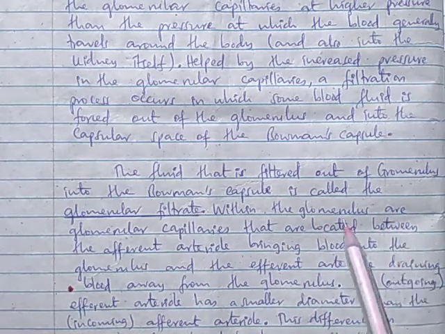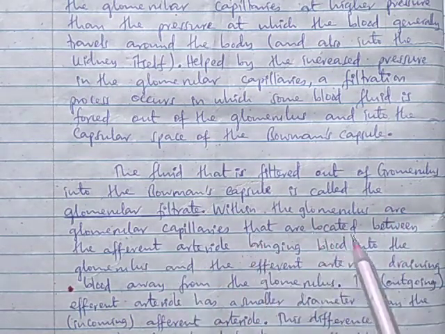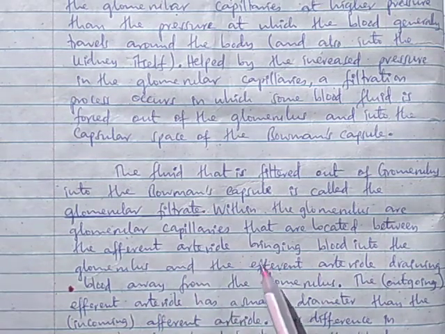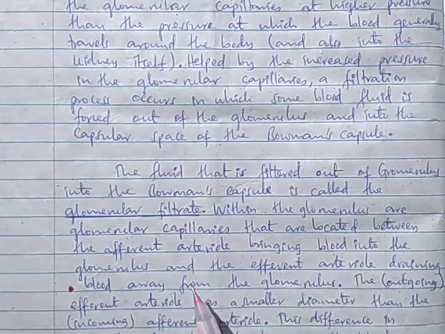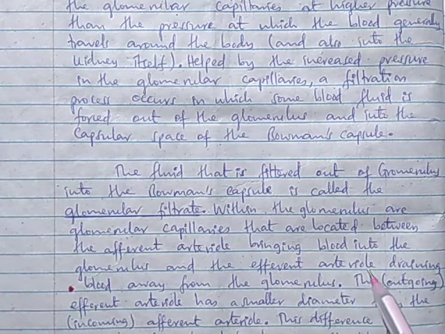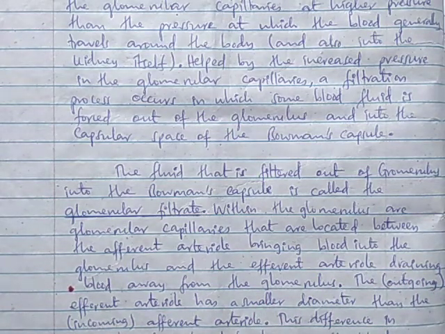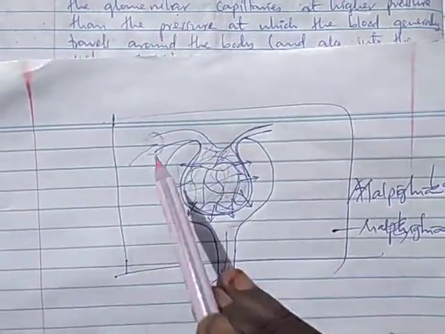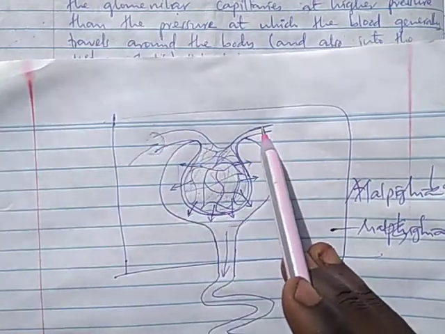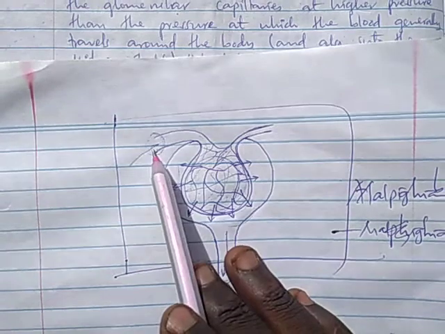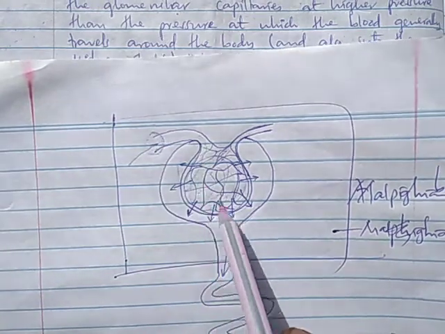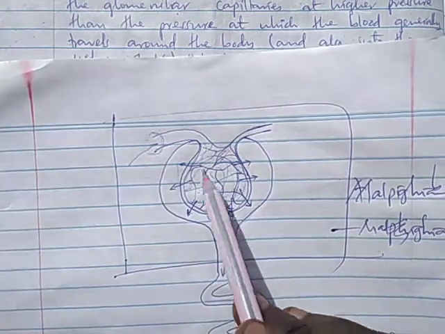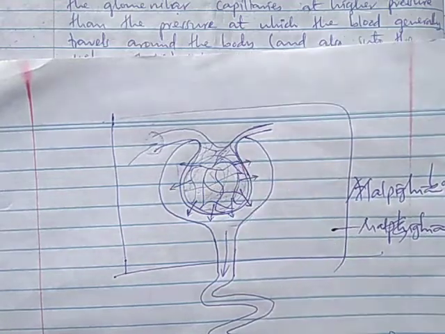Within the glomerulus are glomerular capillaries that are located between afferent arteriole, bringing blood into the glomerulus, and efferent arteriole, draining blood away from glomerulus. So naona kwamba hii tunaita afferent, hii hapa efferent. Afferent arteriole inaleta blood kwenye glomerulus. Ndani kuna glomerular capillaries, then kuna efferent arteriole.